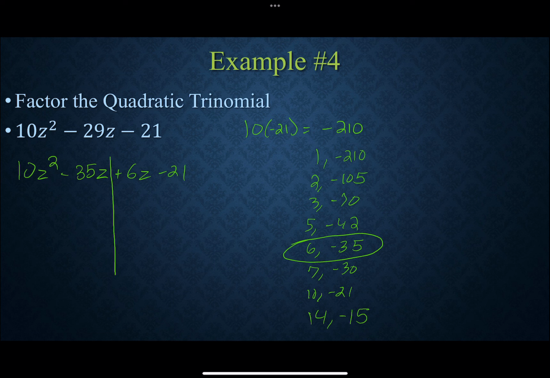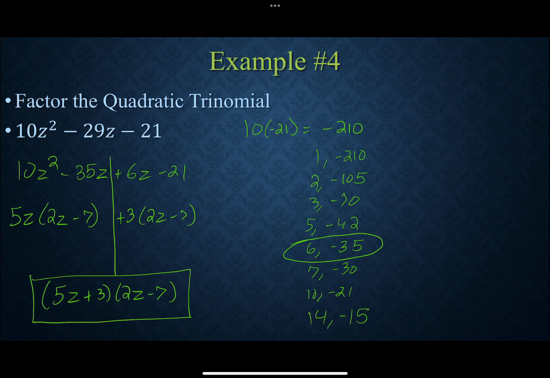So again, we set up our grouping. We recognize that the 10z squared and 35z have a 5z in common, leaving 2z minus 7. The 6z minus 21 have a 3 in common, also leaving 2z minus 7. So it becomes 5z plus 3 and 2z minus 7 for our final factored answer.